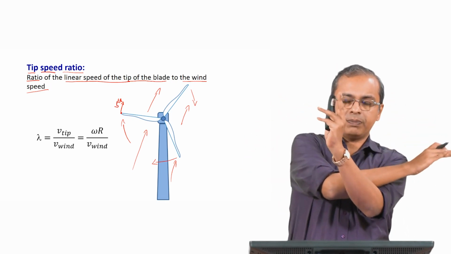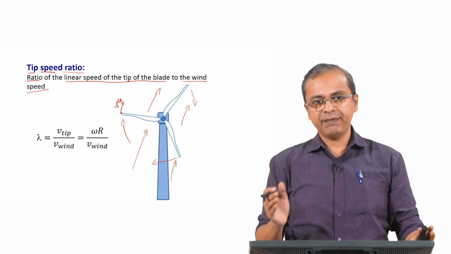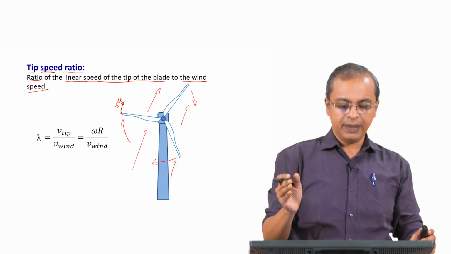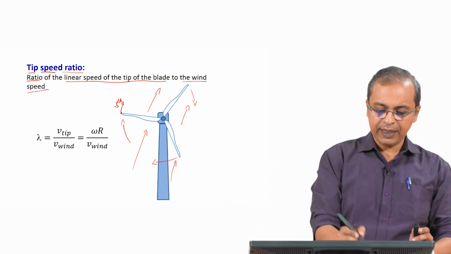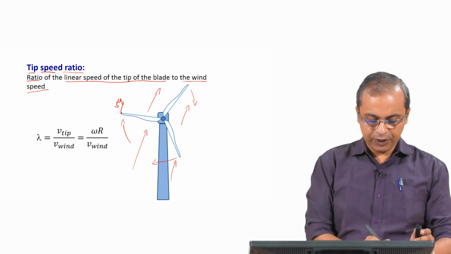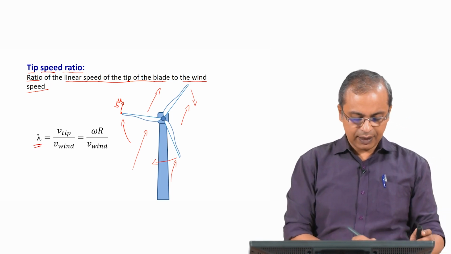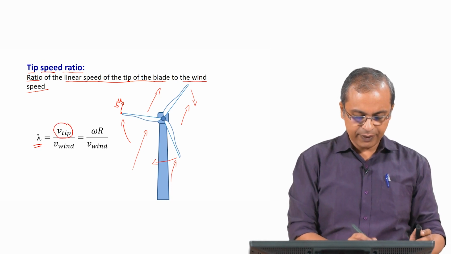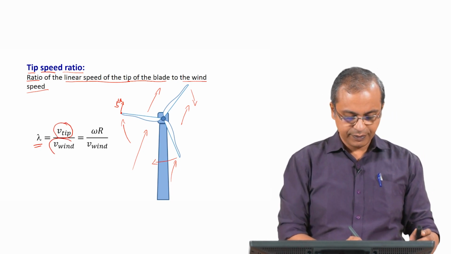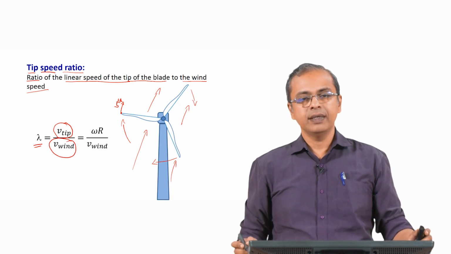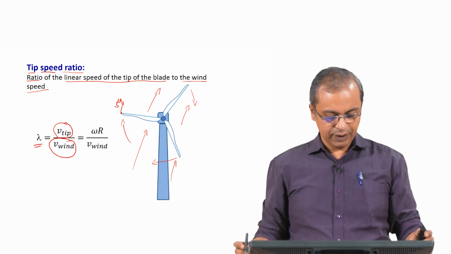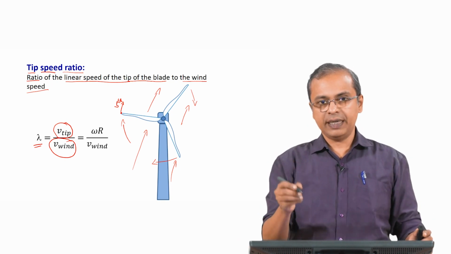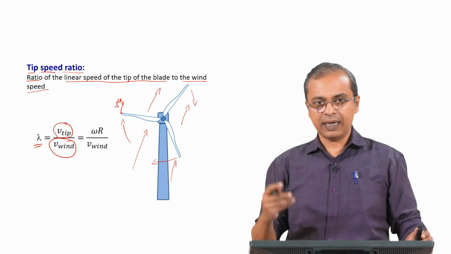What is the velocity of the tip of this blade is something that we want to calculate, and having calculated it, we divide that by the velocity of the wind that is coming, and that is referred to as the tip speed ratio. That is what we have put here, represented by lambda. It is the ratio of the tip velocity, V tip, in the numerator, divided by V wind.